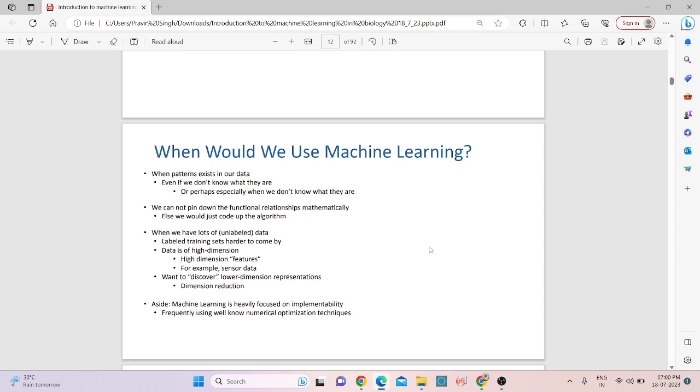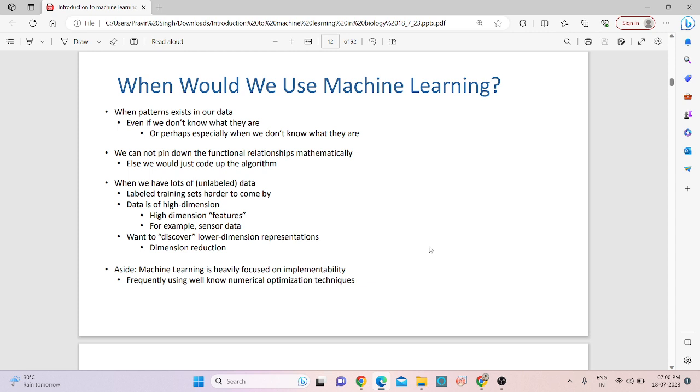So when would we use machine learning? When patterns exist in our data, even if we don't know what they are, and we cannot pin down the functional relationships mathematically. For example, in Ohm's law, we know the relationship between voltage, current, and resistance in terms of a formula. If we cannot have a formula directly, we use machine learning methodologies where we have only data. In bioinformatics, we know from sequences we can derive functionalities, from structures we can derive functionalities.